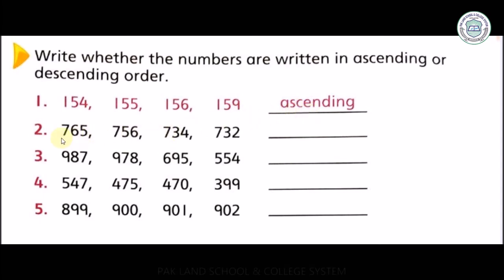The next example is 765, and next is 756, 734 and 732. This example is in descending order. We have to write descending order here. The next example we have 897, 987, 978, 695 and 554. So this example is also in descending order, so we have to write descending here. So you have to solve the remaining examples as I solved the first three examples.